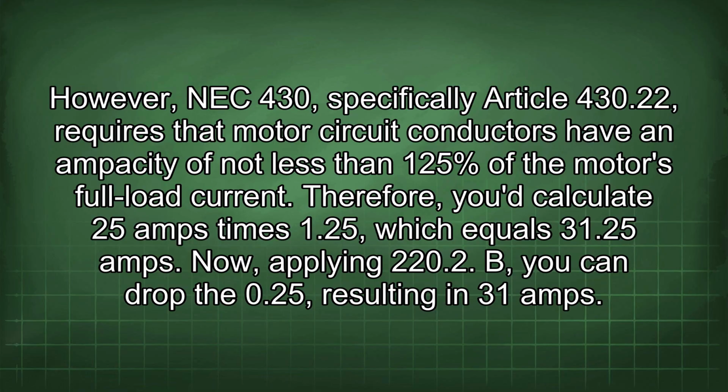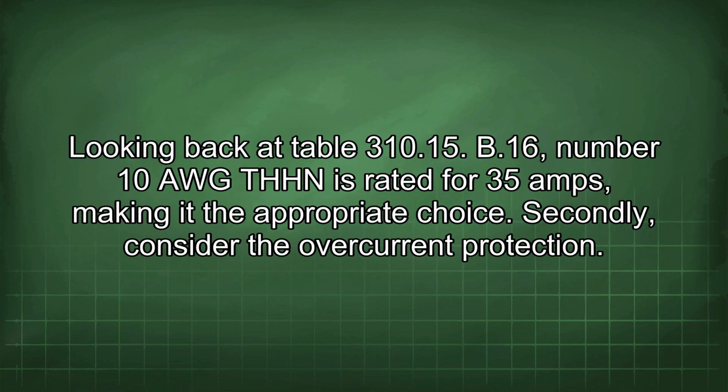Now applying 220.5(B), you can drop the 0.25, resulting in 31 amps. Looking back at Table 310.15(B)(16), number 10 AWG THHN is rated for 35 amps, making it the appropriate choice.